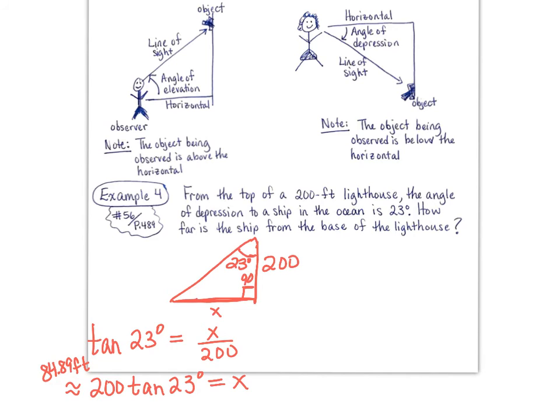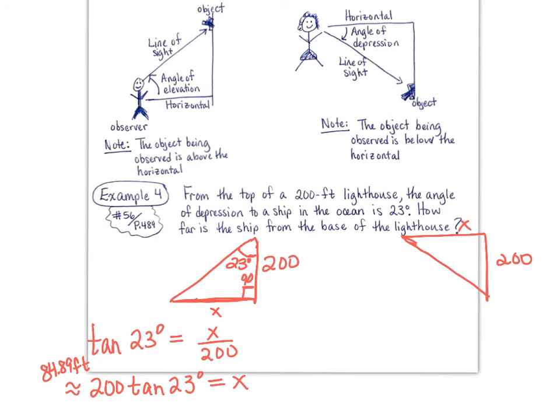So it says from the top of a 200-foot lighthouse. So we have a lighthouse, 200 feet. It says the angle of depression to a ship. So because it's an angle of depression, that means we should be looking like this, right? So our horizontal should be up top. It makes a difference whether your horizontal is up top or below, right?